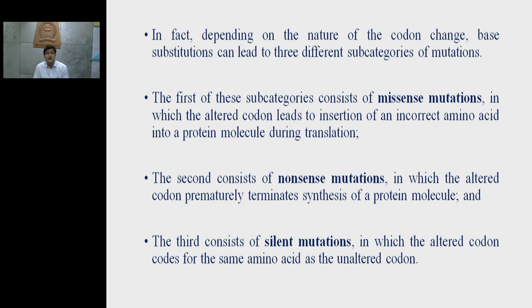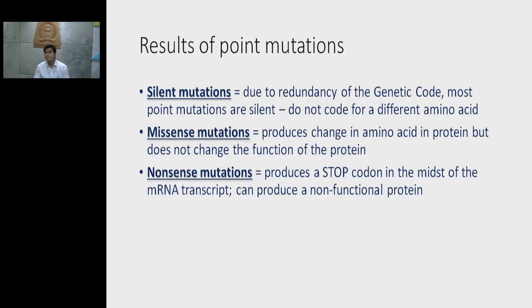The third part consists of silent mutation, in which the altered codon codes for the same amino acid as the unaltered codon. So there is no effect on protein synthesis because of the redundancy of the codon, since one amino acid is encoded by more than one or two codons. So there is a possibility that the altered codon encodes the same amino acid. So there is no effect; the effect is totally quenched by the altered codon. So this is silent mutation.